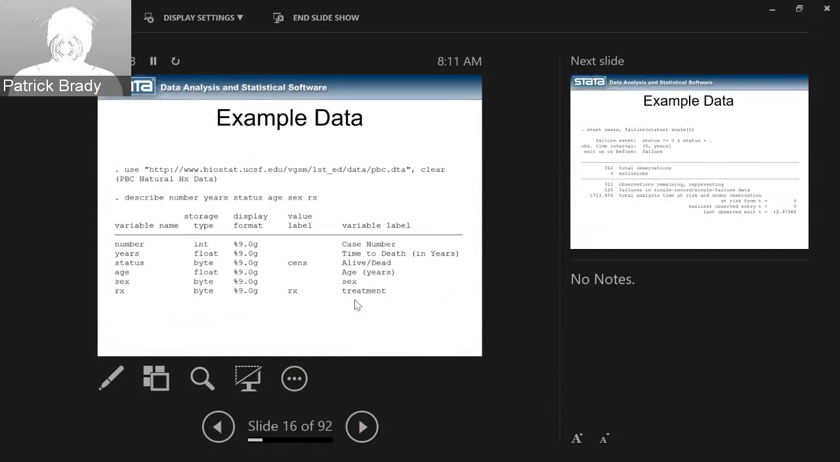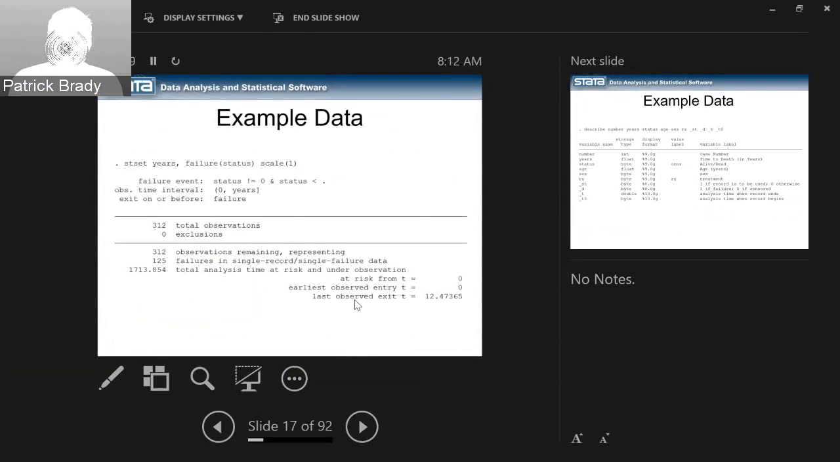So the first thing that I want to do with this data set is open it up and just take a look and see what's in here. I haven't listed everything. There are more variables, but these are the ones I'm really interested in for today. I have the case number, which is called number instead of ID, but that's the ID. I have years, which is a variable for time to death, measured in years. I have their status, whether this person is alive or dead when I'm done watching them. I have their age, I have their sex, and then I have a variable called RX, which is their treatment, whether they're part of the treatment group or the control group.